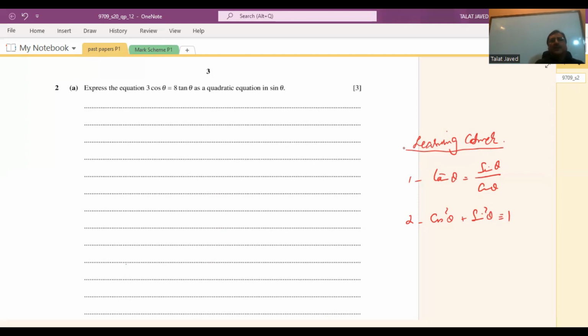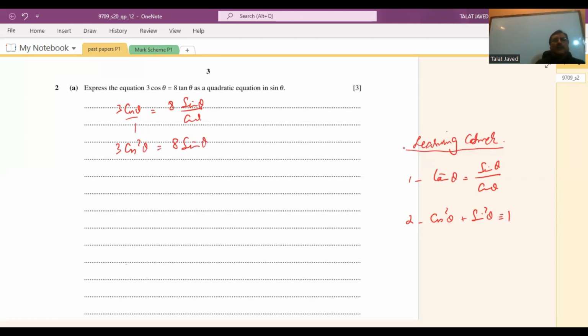In the trigonometry question, express the equation 3 cos theta equal to 8 tan theta as a quadratic in sin theta. So first of all, I will write it like this. 3 cos theta equal to 8 multiplied by tan theta, which we can write as sin theta over cos theta. So these are the two fractions. Cross multiplication, we get 3 cos squared theta equal to 8 sin theta.